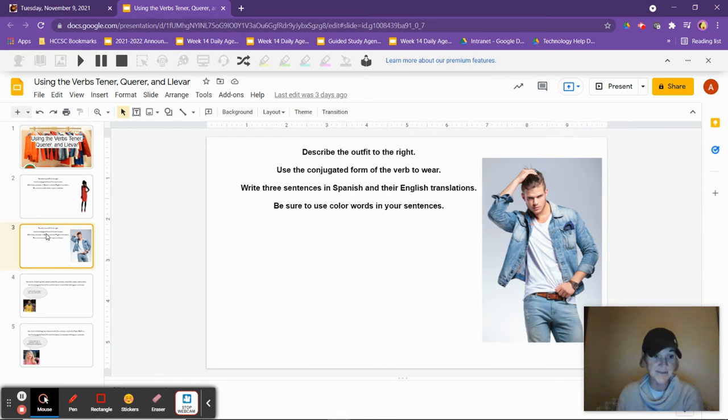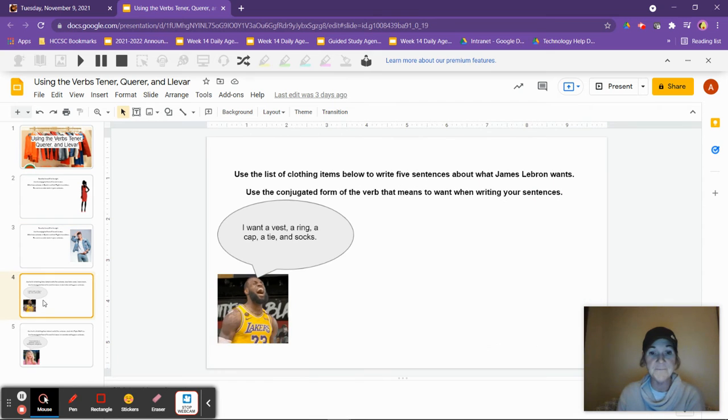Here's the second one. It's very similar, just a different outfit. Then the third one is on this slide. It says use the list of clothing items below to write 5 sentences about what LeBron James wants. Whoops, I'll fix that. Use the conjugated form of the verb that means to want when writing your sentences. So here are the things he wants. It wants you to use the verb to want, but make sure you conjugate it to match the subject, which would be LeBron James or él.